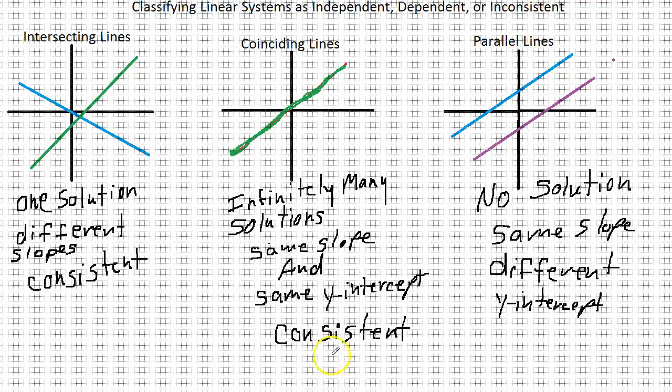Okay. Now, how can we tell the difference between these two? We can't classify them exactly the same because one crosses and the other doesn't. Well, when one line has one slope and the second line has another slope, they are independent of each other. So this is consistent and independent.